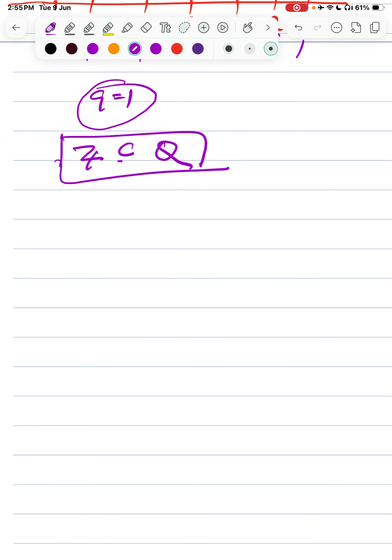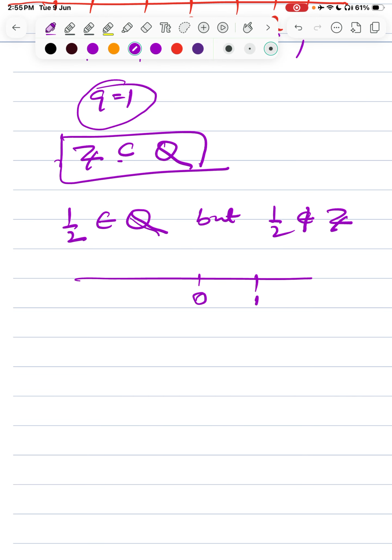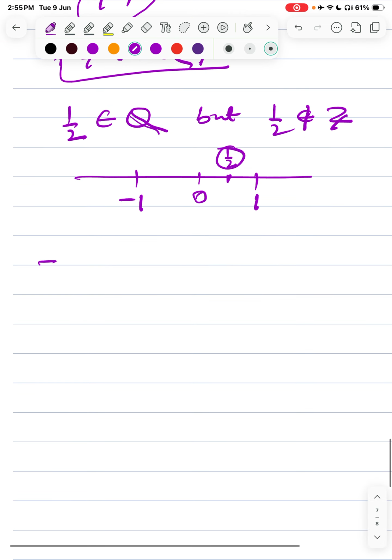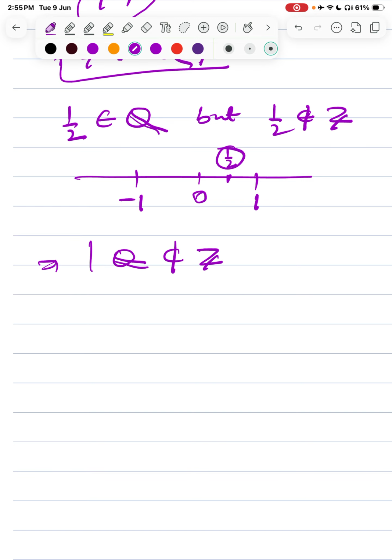But again, you can take that example of 1 by 2. 1 by 2 belongs to the set of rational numbers, but 1 by 2 does not belong to the set of integers, because after 0 you will either get 1 or -1, but 1 by 2 lies somewhere here, which does not belong to the set of integers. That means Q is not contained in Z. So this is the next result that you should keep in mind.